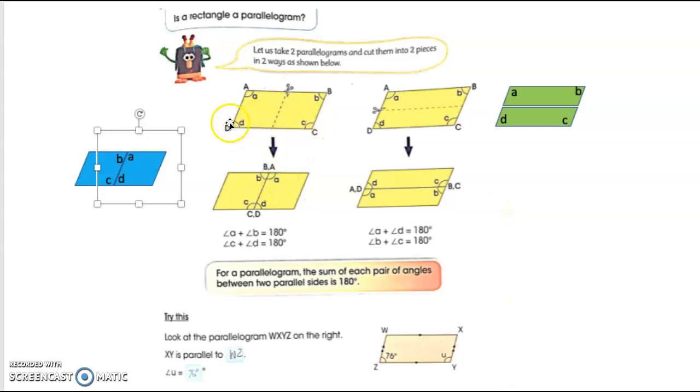Likewise, these two are also between the parallel sides, right? So when we sum them up, it is equal to 180. Like that, we just checked A and B and D and C. Likewise, also A and D, B and C, they are also between two parallel sides, right?